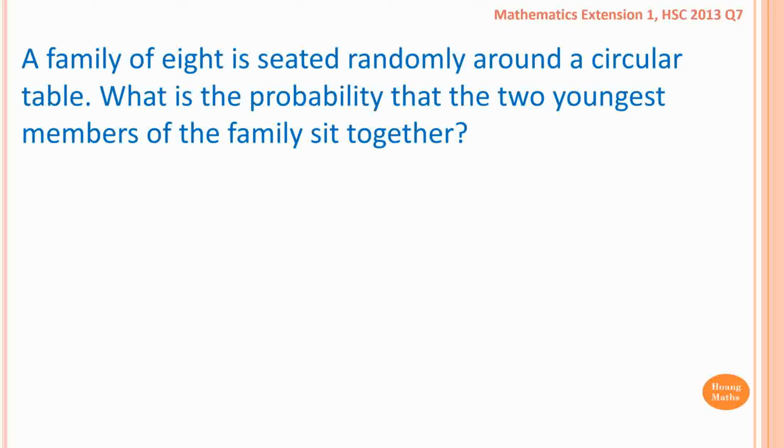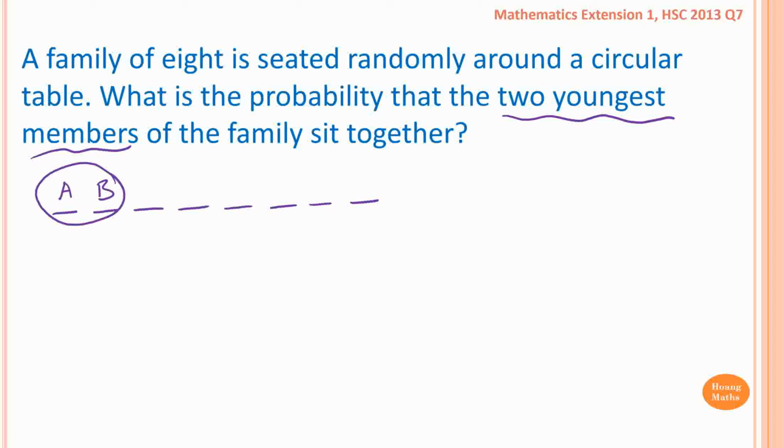So I use the same process as arranging in a row. A family of 8, which is 1, 2, 3, 4, 5, 6, 7, 8, and the 2 youngest members must be together. Let's say A and B must be together, so we tie these 2 together. So we have 6 people left, and A and B tied together as 1. So we have 6 plus 1.